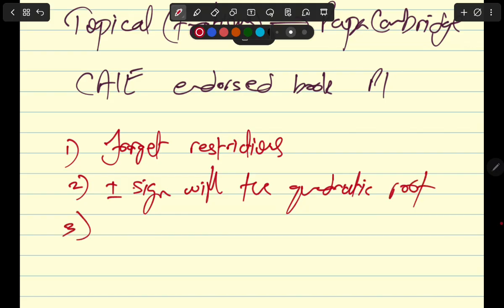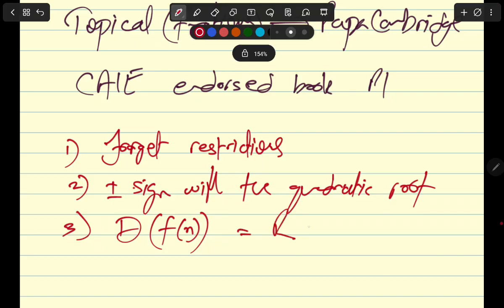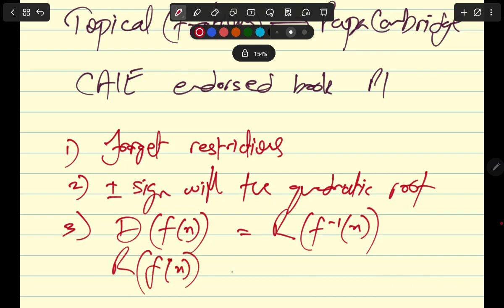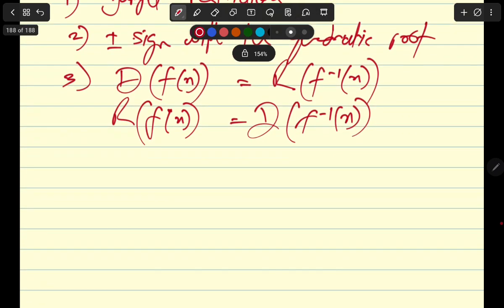Number 3, you are not swapping the domain and range. What did we do? We did that domain of f(x) is equal to range of f inverse of x, and range of f(x) is domain of f inverse of x. This is extremely important. Make sure that you learn it by heart and never forget it.